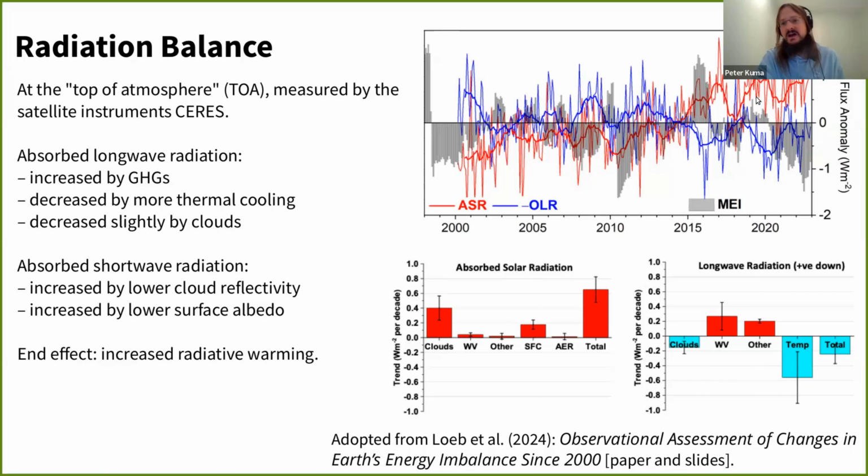But now we see these large trends. These are curves measured by satellite instruments called CERES. The red line is shortwave radiation, which is basically the amount of sunlight reflected. The blue line is long wave, which is the terrestrial radiation. What we basically see here is that the shortwave part is increasing, so the Earth is warming due to more sunlight being absorbed.